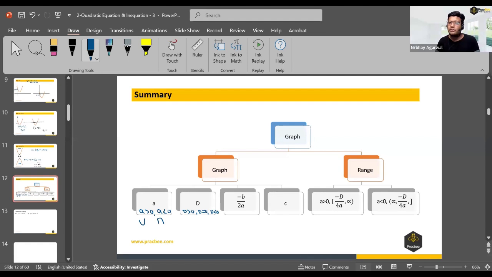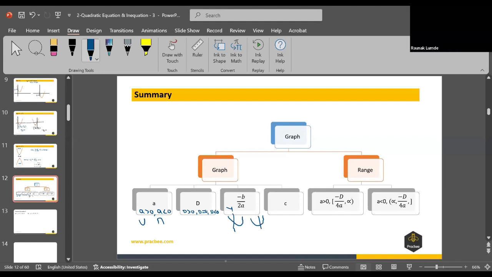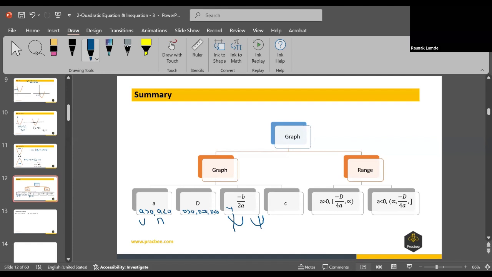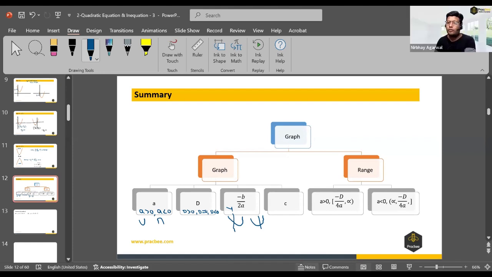Now, what was the third condition? Minus b by 2a. Minus b by 2a depends on whether the graph is on the right side of the y-axis or the left side of the y-axis. If it is on the right side of the y-axis, it will become positive, otherwise negative. Now C, in the case of C, what will we do?